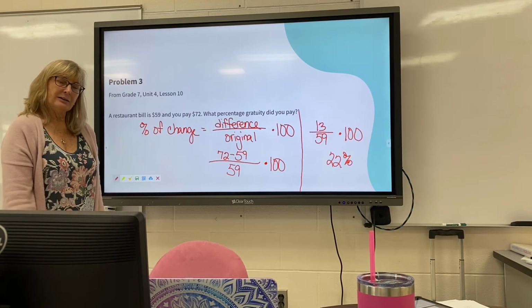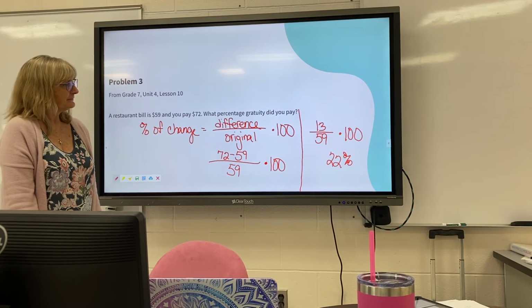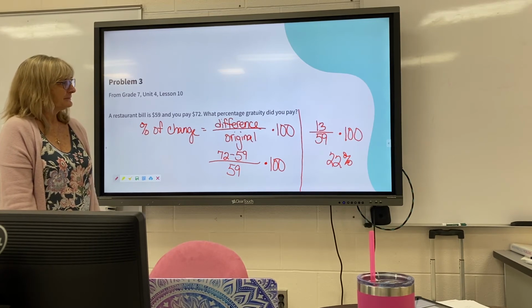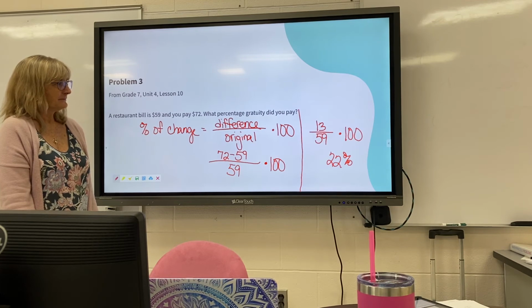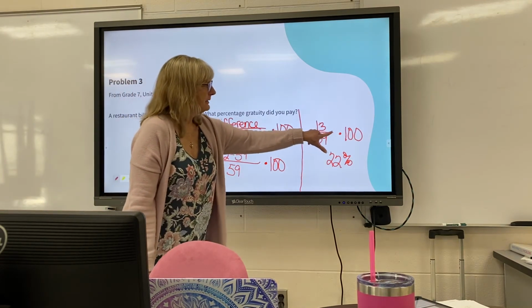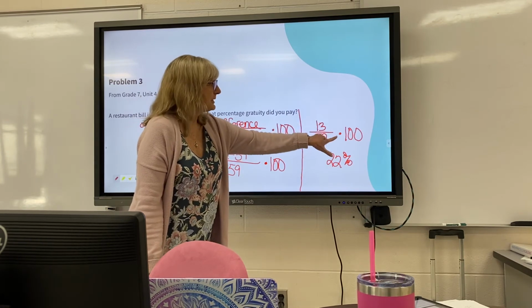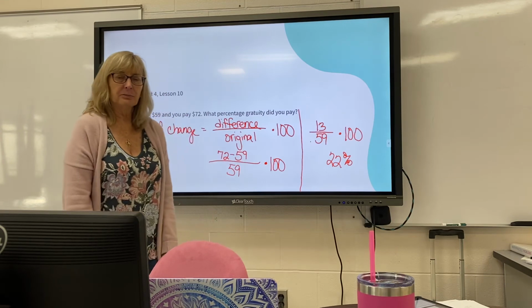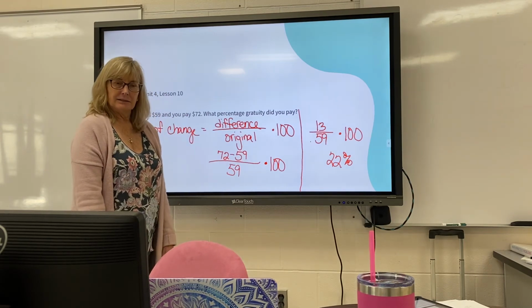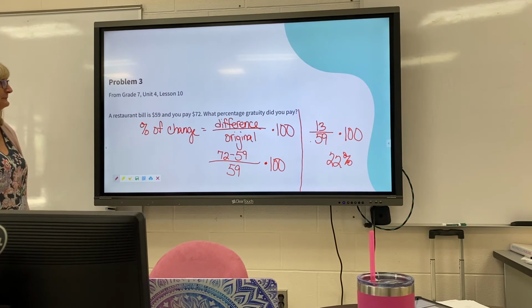It's been a while. Wait, so like the 13 out of the 59 to the 100, you have to divide? Yep. This line right here means divide. 13 divided by 59, and then you'll do times 100 to turn that into a percent. Could you use cover, please? Yep. Never mind, thank you. You're welcome.